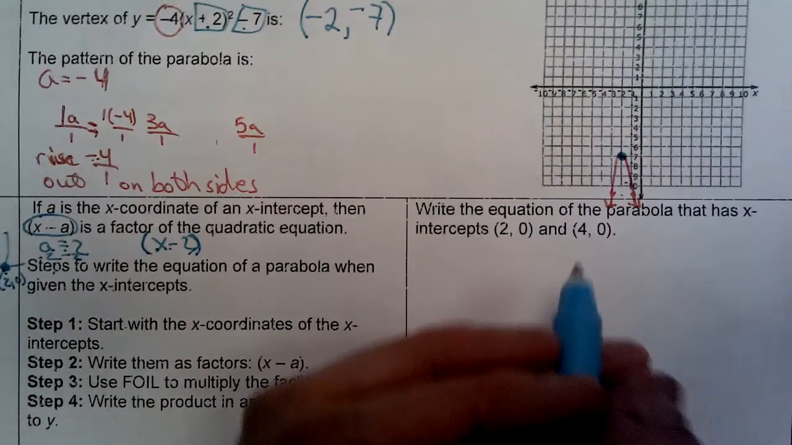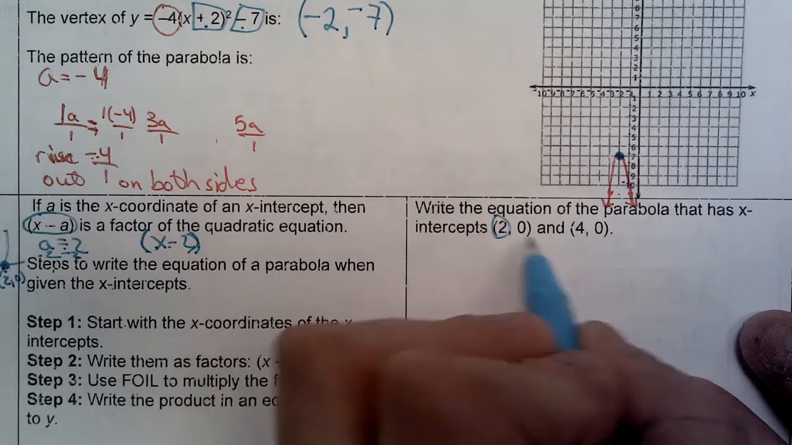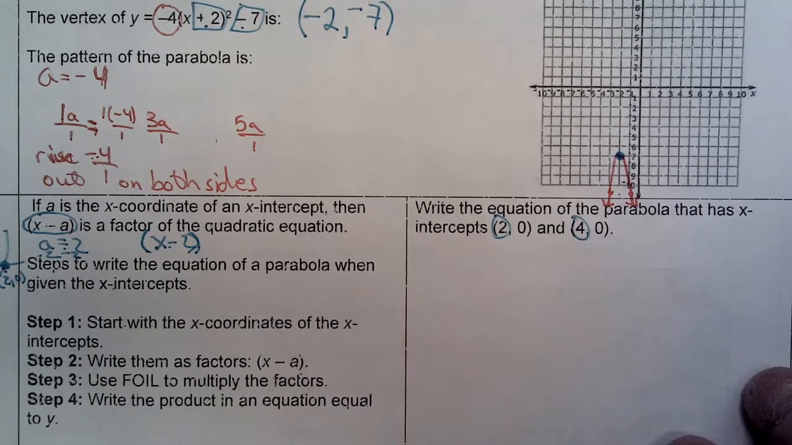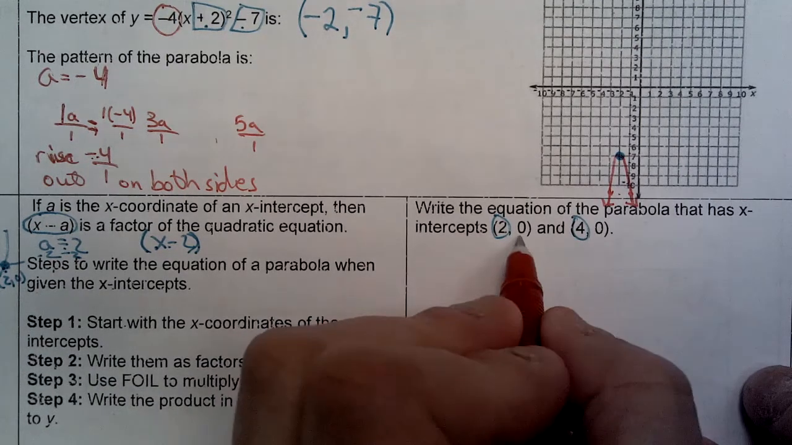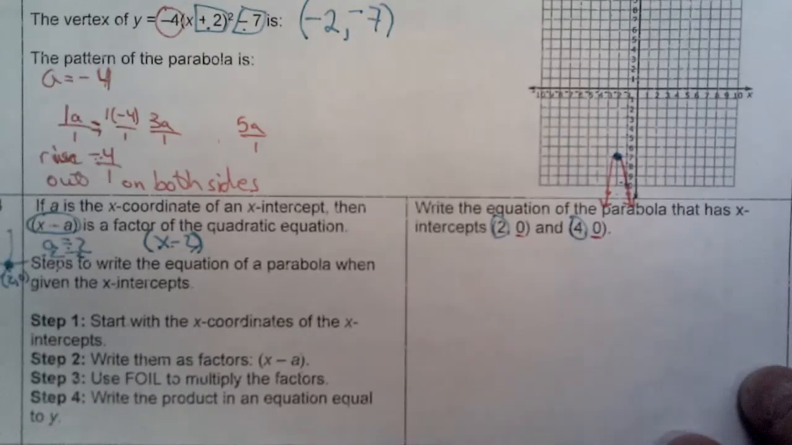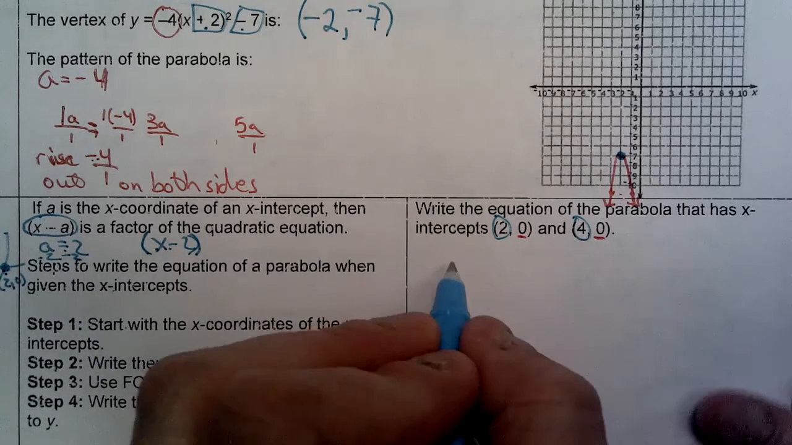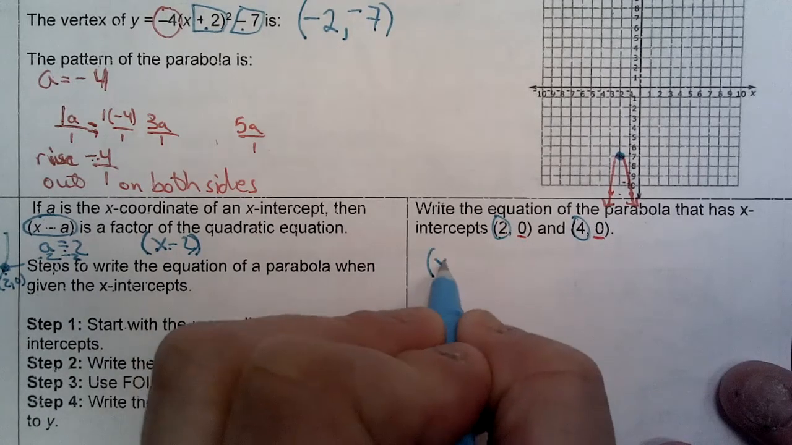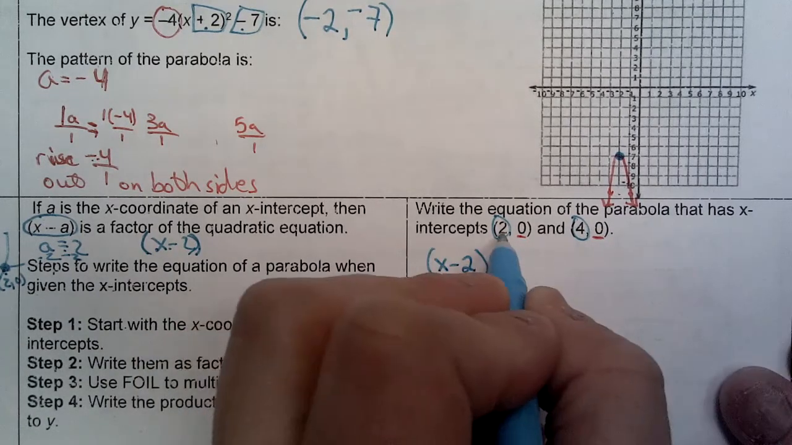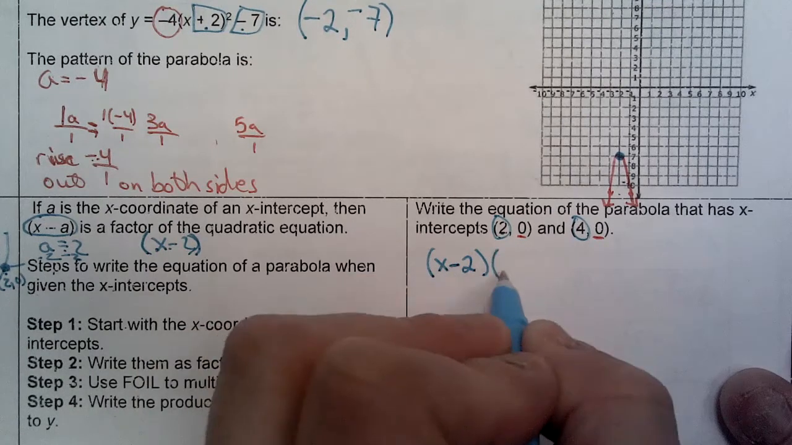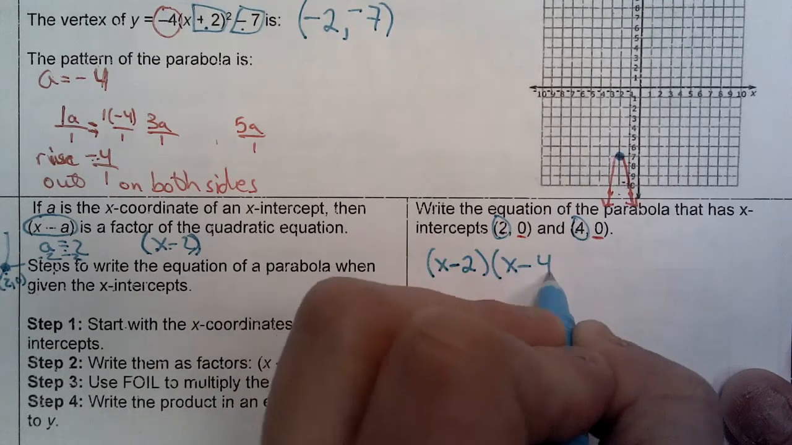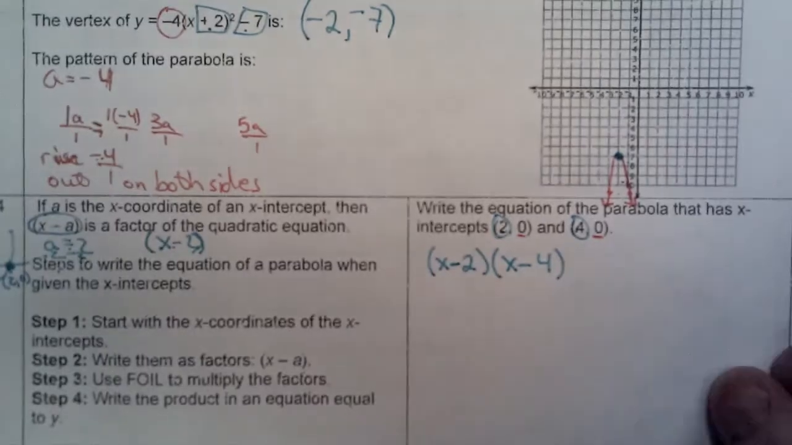Okay, so let's just start with this. So we're going to take our two x values of our x-intercepts. We know that these are x-intercepts because the y value is 0. Okay? X-intercepts always have a y value of 0. Okay, so all I'm going to do is I'm going to rewrite these as my factors. And remember, I take this and I put the opposite sign there. Okay, and I take this one and I'm going to put the opposite sign. And now I'm just going to FOIL them.